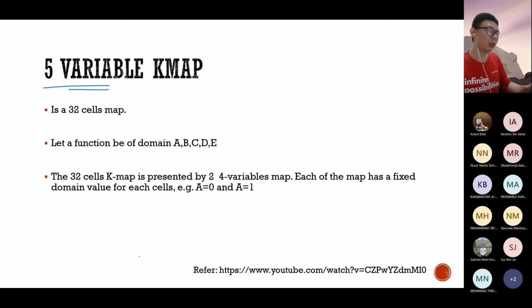And how do you do a 5 variable keymap? So the trick is easy. It's the same as what we have done so far. Nothing has changed except that the number of boxes on the map is significantly more. Now we have 32 boxes on the map. And I've also attached this video. So this video is something that you can watch to guide you.